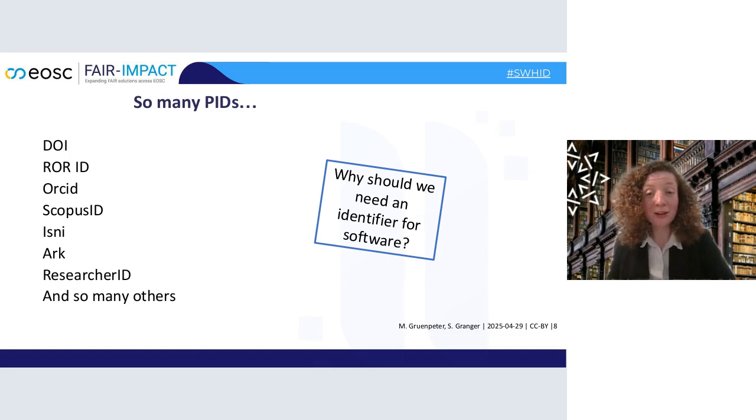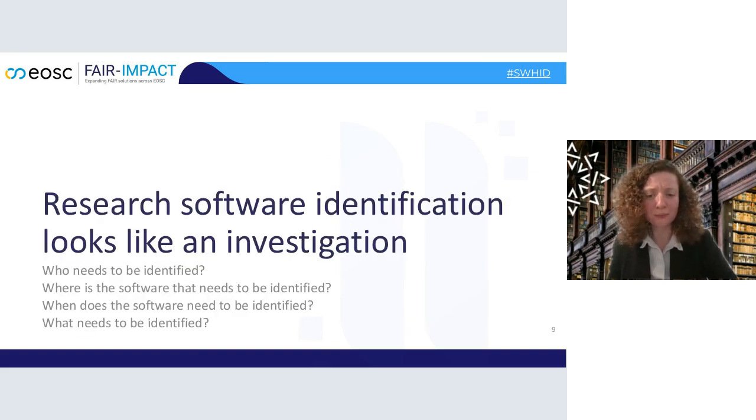And in this large landscape, we have also so many PIDs. You know, most of you, all of you know the DOI. There's also the ROR ID, the ORCIDs, Scopus, ISNI, ARC, Research ID, and there's Wikidata entities, and so many more. Why should we need an identifier for software? That's the question that many people ask. And why did we get now a new identifier called the SWHID? And what is the SWHID?